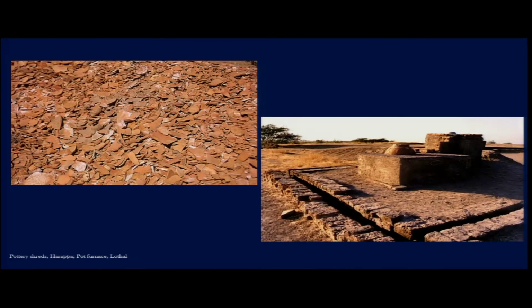On the right side we have a very interesting image, and that is actually a pot furnace. It's a small furnace, but it gives us a sense of how sophisticated they already were during the second millennium BC and so on.